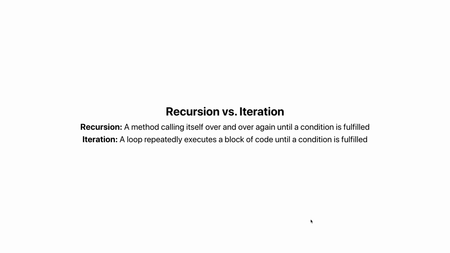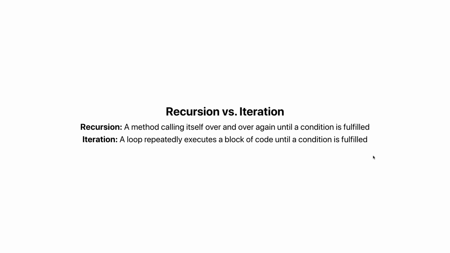So with recursion, it's kind of like a method calling itself over and over again until a condition is fulfilled. Iteration is a loop repeatedly executing a block of code until a condition is fulfilled. We've already seen things like for loops and while loops. A for loop is great if you know exactly how many times you need to go through it. A while loop is just until that condition is met. But with recursion, you actually call yourself over and over again.